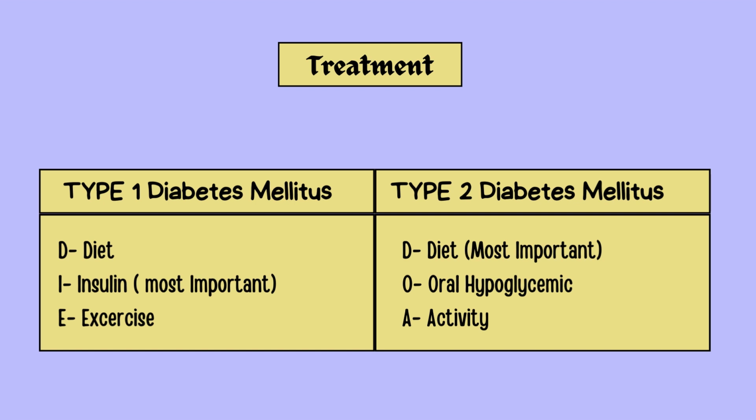This person will have the insulin, along with a good healthy diet and exercise. But in this type of diabetes mellitus, the most important thing is insulin. And type 2, on the other side, diet. Diet is the most important for a person with type 2 diabetes mellitus. And this person is mostly on oral hypoglycemics.